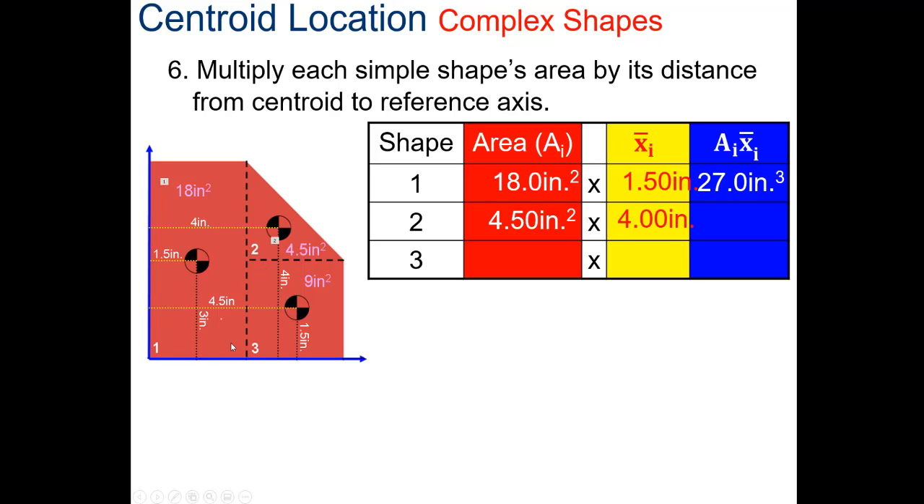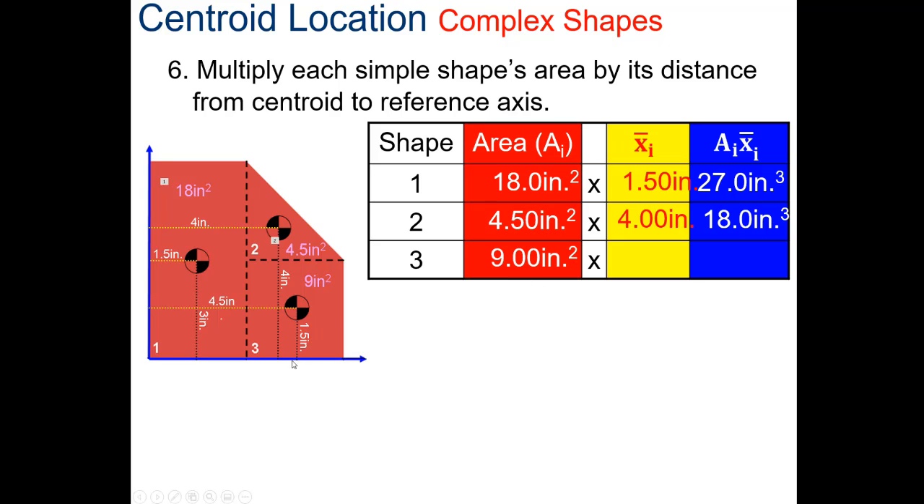And the x location is 4, right? The coordinate is, I have to go across 3 and one more, 4. And then we multiply this times this to get 18. Not hard so far. Great.